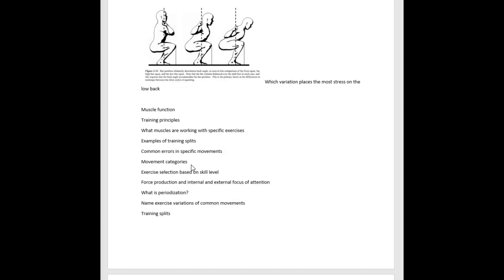We're going to talk about exercise selection based on skill level, and that kind of goes into that previous point. If someone is not doing a good job with a certain exercise, how might you regress that exercise for that person?